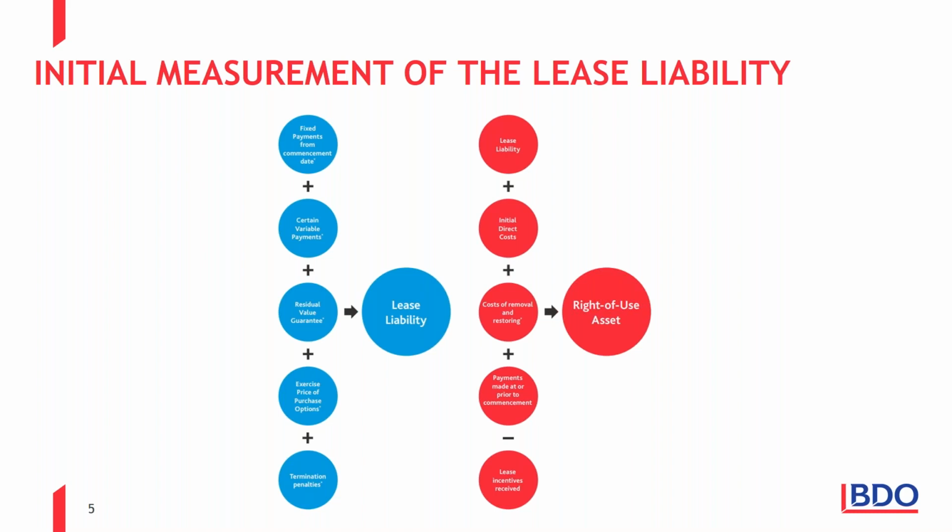So if you look at your lease liability, we start with the fixed payments from the commencement date. We add certain variable payments, those that are in substance fixed. We consider residual value guarantees. We include the exercise price of purchase options. We consider termination penalties, and all of these payments are discounted using an incremental borrowing rate. And yes, that then flows through to your right of use asset. The lease liability is a starting point. You add direct costs, cost of removal, payments prior to commencement, lease incentives, etc.